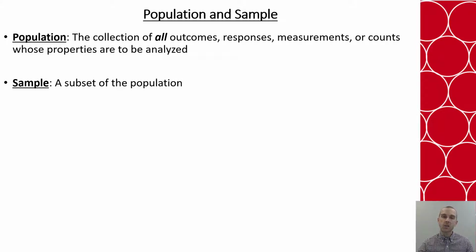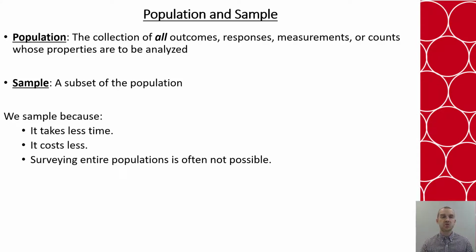Now, why might we want to do a sample? There's three key reasons. First, it takes a lot less time to perform statistics on a sample. It costs a lot less money to collect the data and perform the statistics on a sample. And often, it is excessively challenging to actually survey or study an entire population, depending on the size of the population. So many times, it's just not practical.